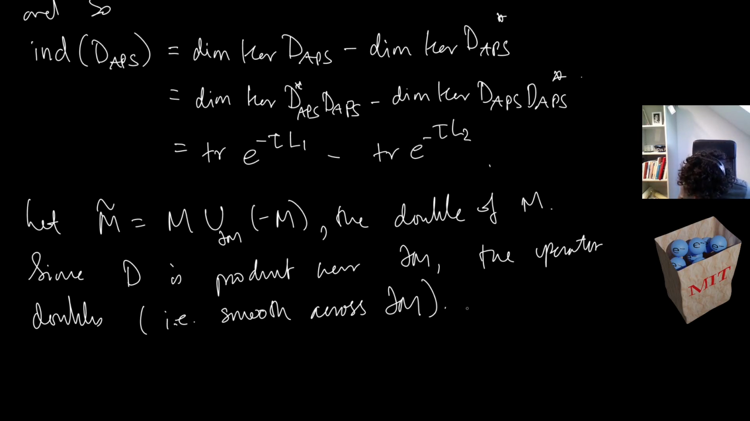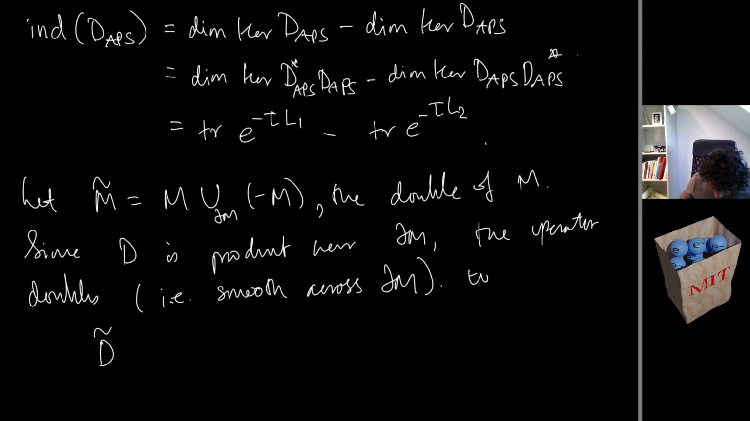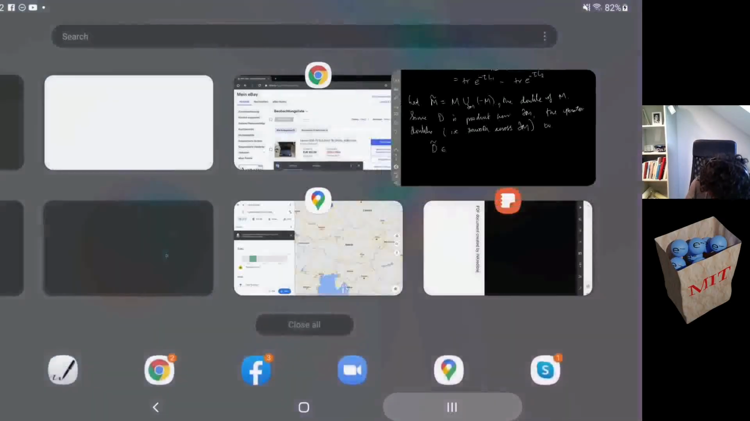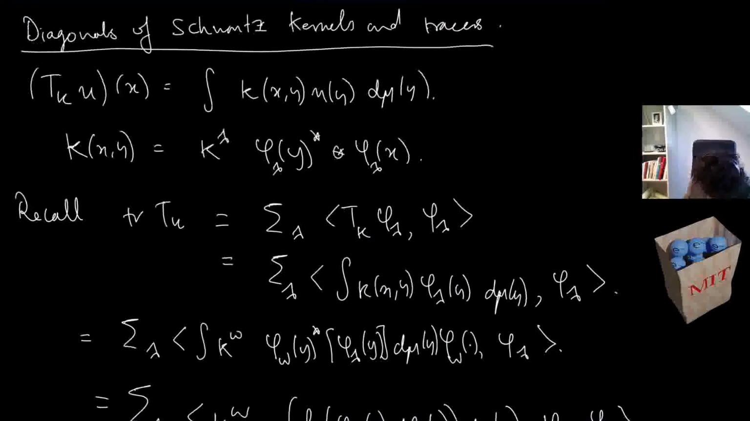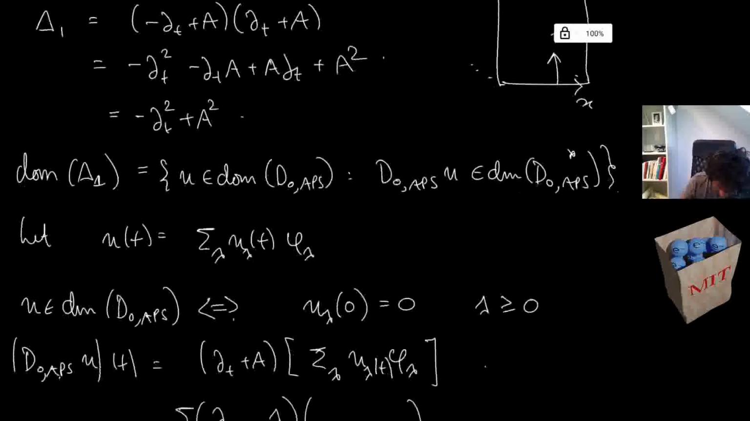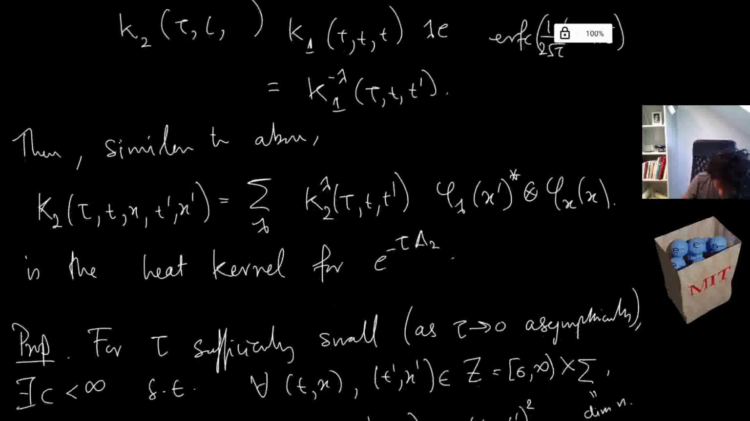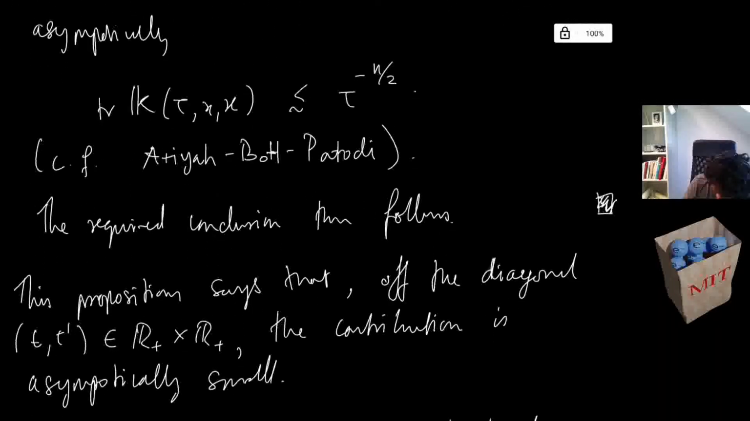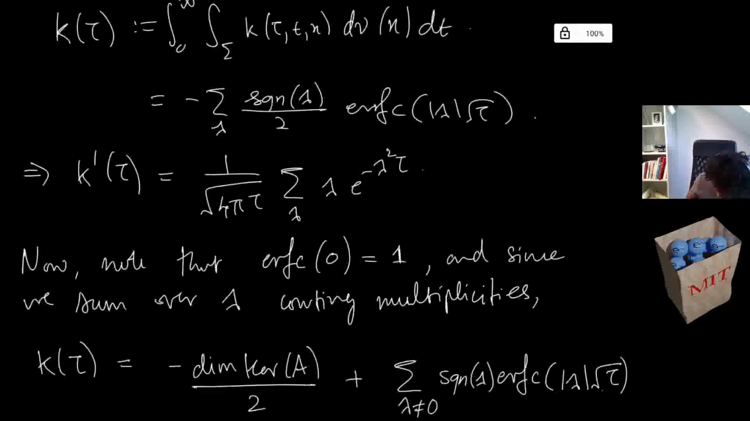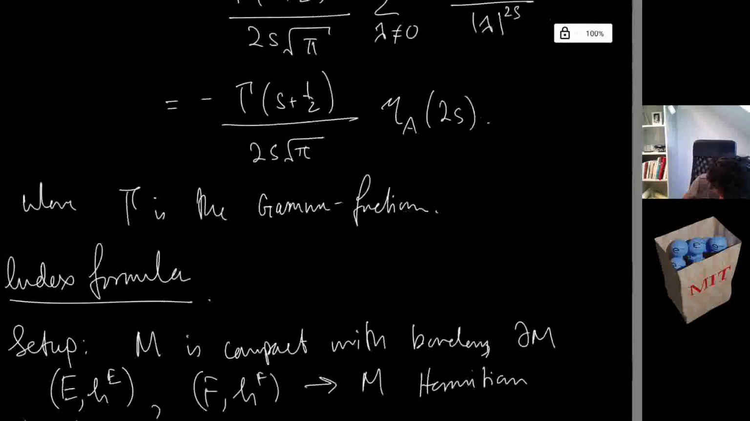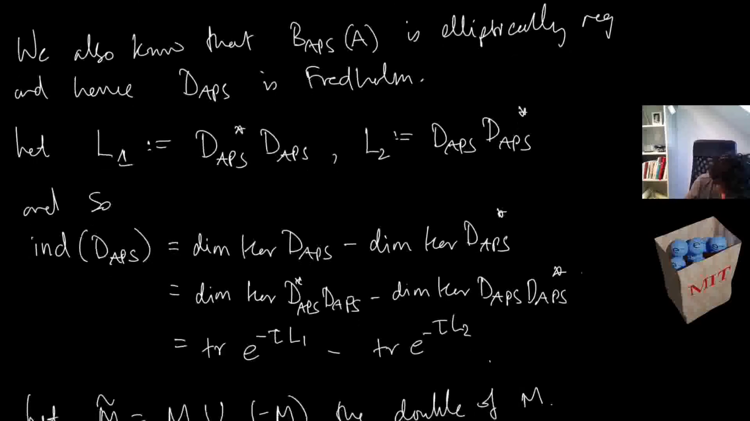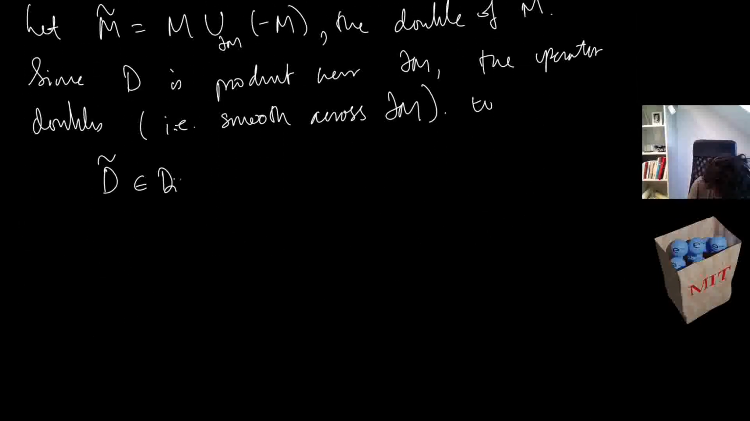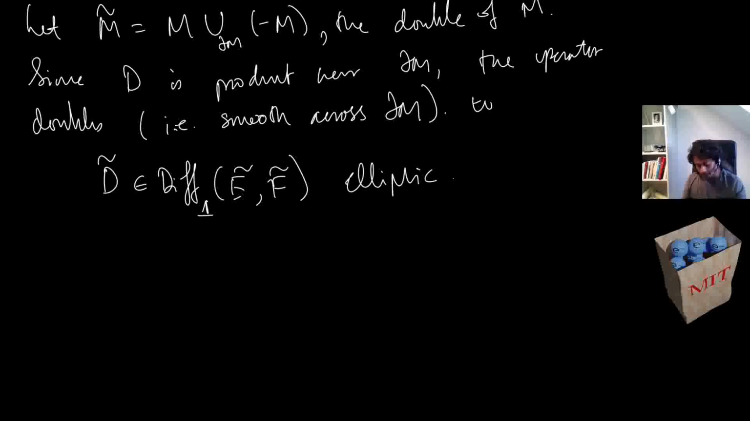The operator doubles to D tilde. So the bundles also double. I'm going to denote the doubled bundles by E tilde and F tilde. So this is now an elliptic differential operator of order 1 on the double.